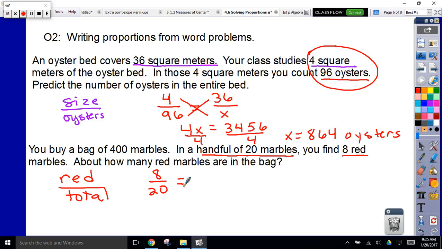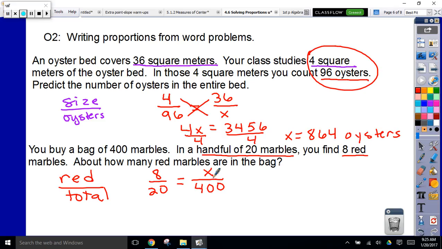Is the 400 referring to red marbles or total marbles? Well, it says you buy a bag of 400 marbles. Are all the marbles in that bag probably going to be red? No. Spencer, where am I going to put that 400? Total. Good. So 400 is total. What I want to know is how many red marbles are in the bag that I got. So I don't know how many red ones. That's going to be my X.